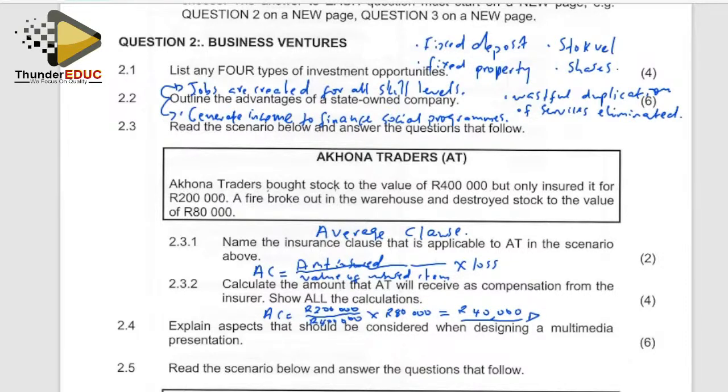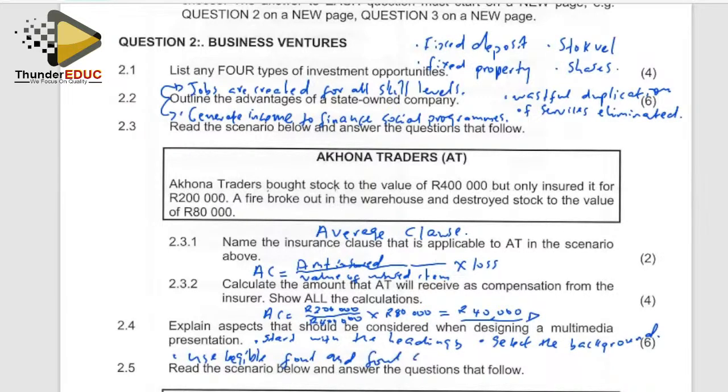Okay. So now let's check 2.4. 2.4 reads as follows. Explain aspects that should be considered when designing a multimedia presentation. So now the aspect is that you must select the background, start with headings, and use a legible font and font size. So we are saying that start with the headings. Also, we are saying that select the background. We are also saying that use legible font and font size.